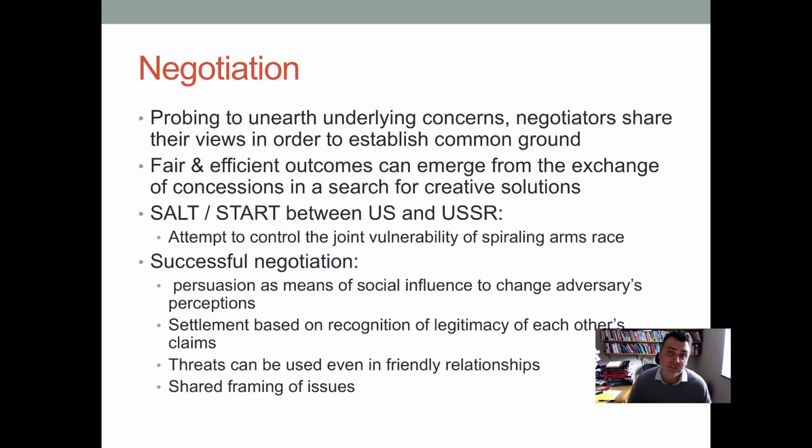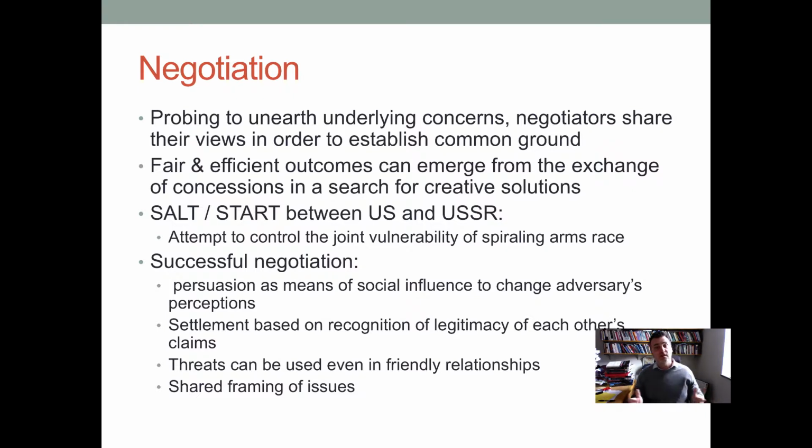Now, what does a successful negotiation look like? Persuasion as a means of social influence to change adversaries' perception. Settlement based on recognition of the legitimacy of each other's claims. So again, you have to actually accept the other party as a legitimate counterpart. If you don't even consider them legitimate, you won't even negotiate. And that, of course, is important too. If you're looking at different terrorist groups who came out of the cold and started negotiating and started to become a proper political party, that itself was important, gaining legitimacy in the political process.